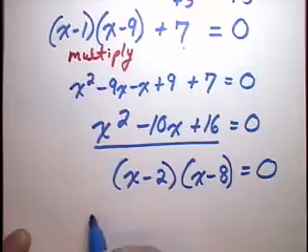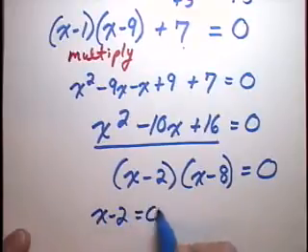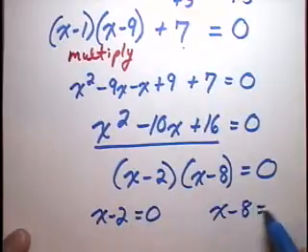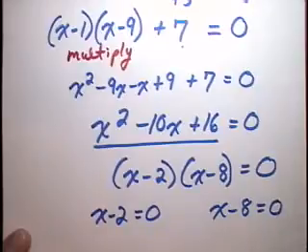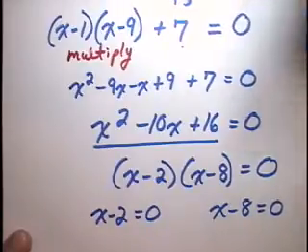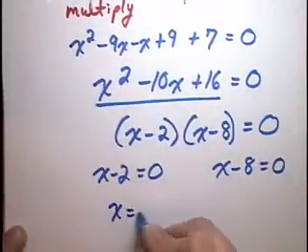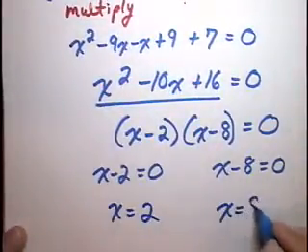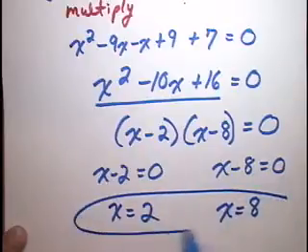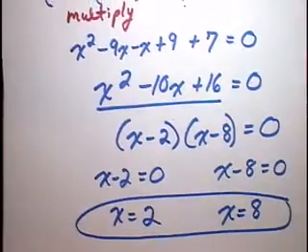So now we can look at, when does x minus 2 give me 0? And when does x minus 8 give me 0? So we solved those two mini equations to find the two solutions to my problem. This one is true when x is 2, and this one is true when x is 8. So I have two solutions that I can go back to my very original equation and check.